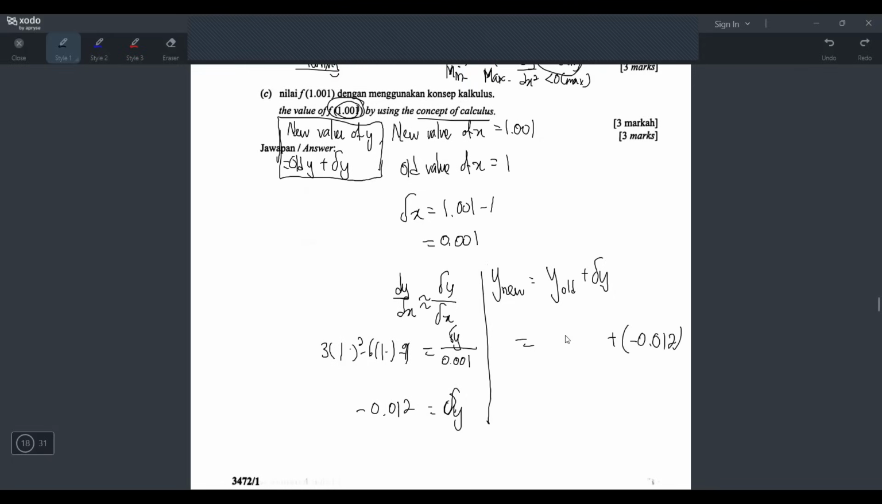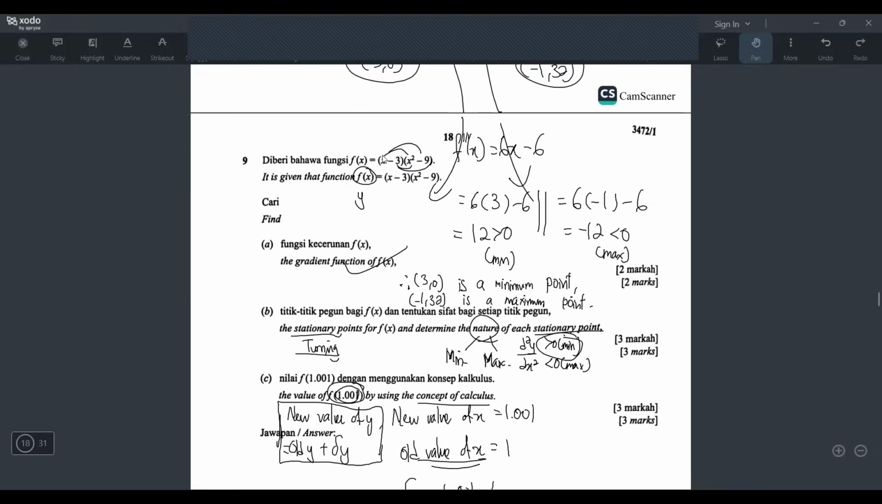Some students will make this mistake. They will tell me 1, because they thought, sir, old value is 1 lah. No, no, no. This 1 is not the old value of y. This 1 is the old value of x. So how to get the old value of y? Very easy. If you want to find the old value of y, just ganti the old value of x inside the equation. If you ganti the old value of x inside the equation, you will get the old value of y. So to get the old value of y, you're basically replacing the x with 1.